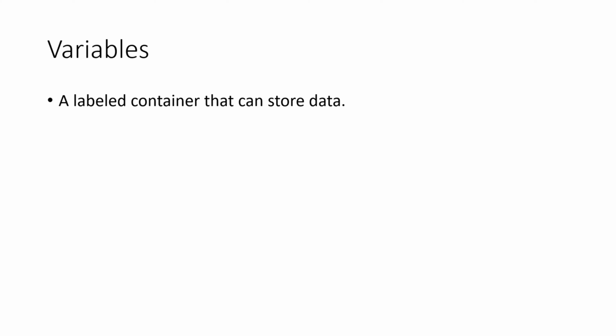So I have these two containers completely separate from each other, food and water, and one of them stores food, one of them stores water. So food and water are the labels for these containers. In the same way, variables are labeled containers that can store data. What kind of data? Any data type that you can think of in Python.